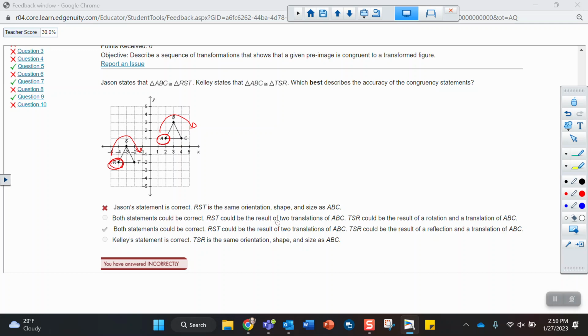RST could be the result of two translations of ABC. Two translations, like sliding it down and then sliding it to the left. TSR could be the result of a rotation and a translation of ABC. A rotation would actually change the order. So that one's not right.